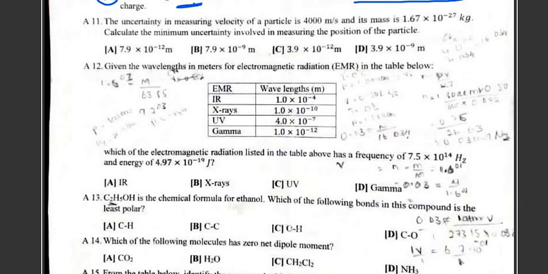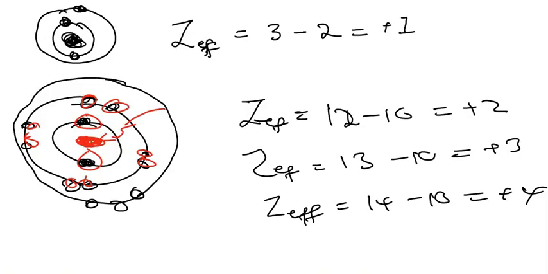Then here we have A11. They're saying the uncertainty in measuring the velocity of a particle is 400 and its mass is that. Calculate the minimum uncertainty involved in measuring the position of this thing here. So here we're simply going to use the uncertainty principle, the formula that we rarely talk about, but it's there in physics. You discuss it here in chem partially. The uncertainty in position times the uncertainty in velocity is equal to Planck's constant over 4 pi. That's the formula for the uncertainty.